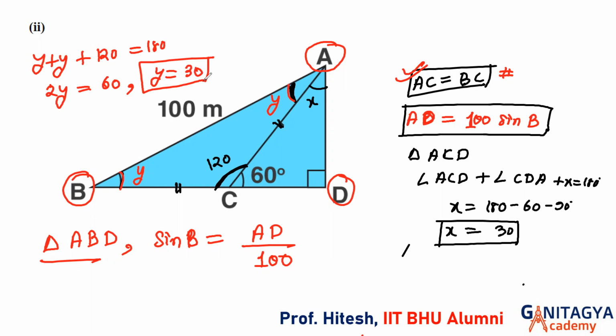Means this is angle B. So directly write AD equal to 100 into sin B. Sin B is sin 30. Sin 30 is 1 by 2. So AD is 50 meter.